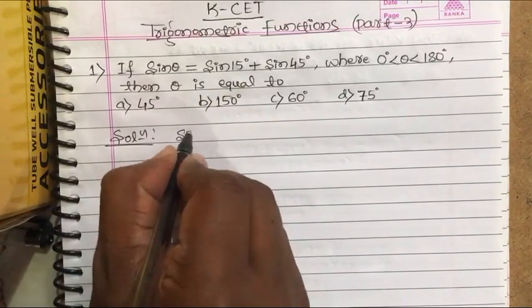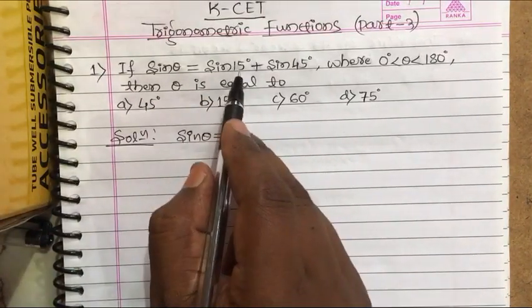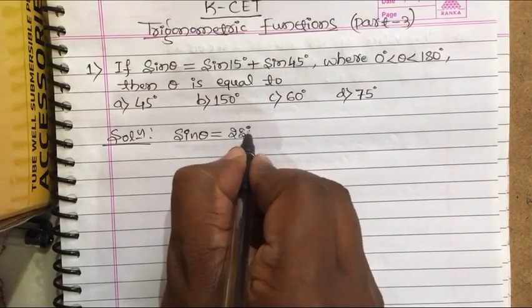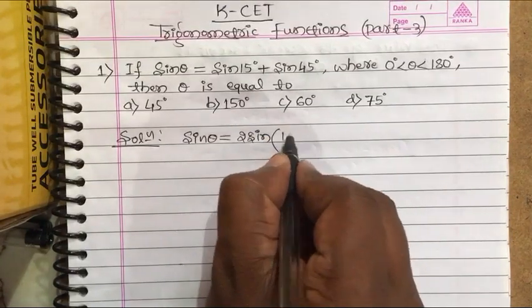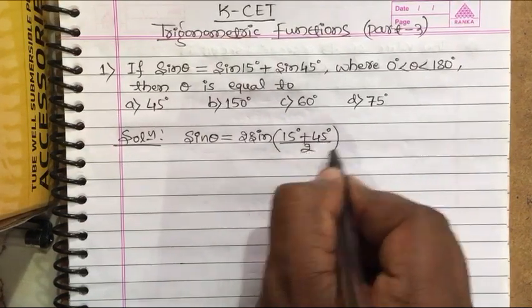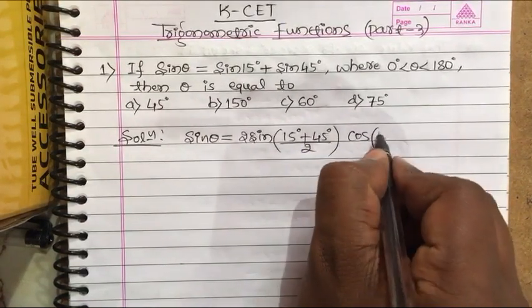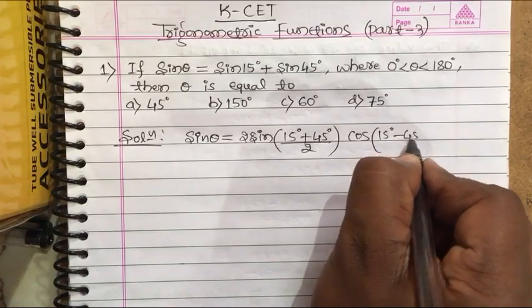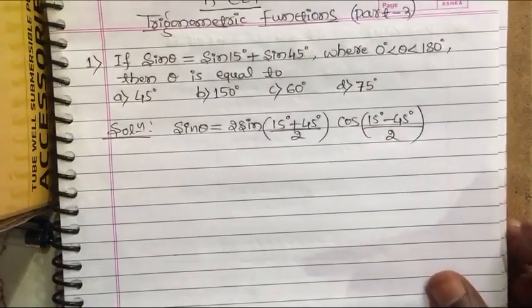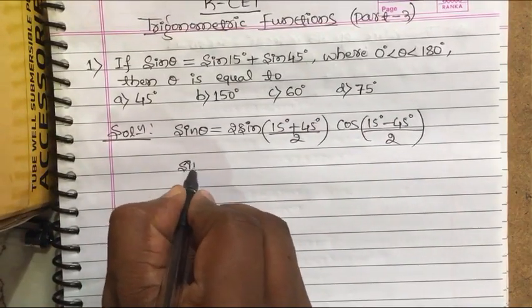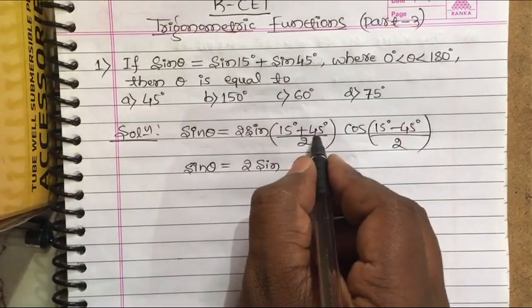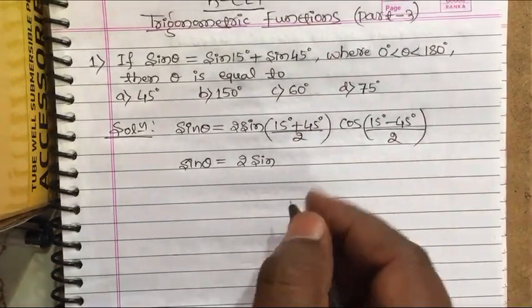So sin theta equals, so here we can apply the sin C plus sin D formula. So it is 2 sin of (C plus D) by 2, that is (15 degree plus 45 degree) divided by 2, into cos of (C minus D) by 2, (15 degree minus 45 degree) divided by 2. So now see here, sin theta equals 2 sin of 15 degree plus 45 degree, which will be 60 degree divided by 2 will be 30 degree.